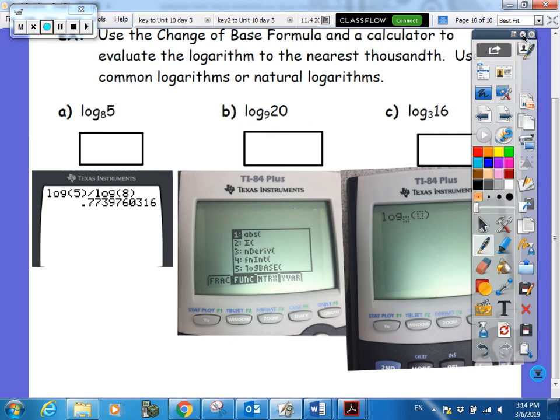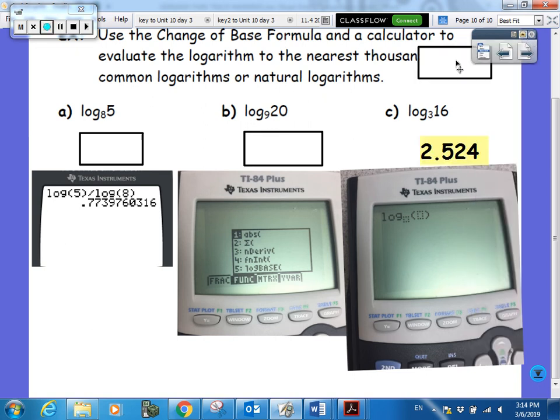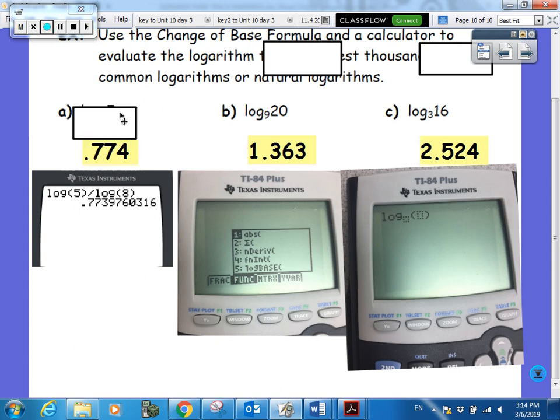So when you type all those in, this is what you should get for your answers. No matter which way you do it, your answer will be exactly the same, and we always round to the thousandths. The fourth place tells us whether the third place stays up or stays the same. Okay? All right.